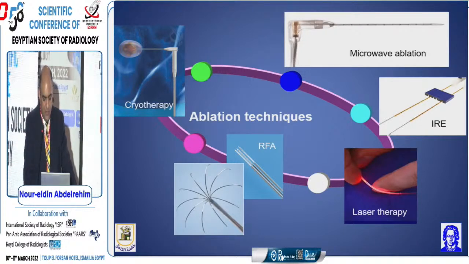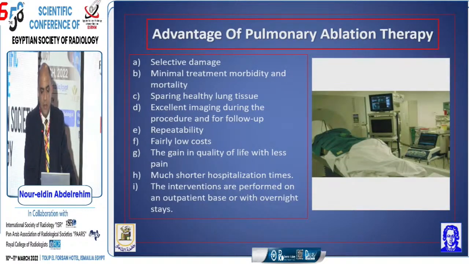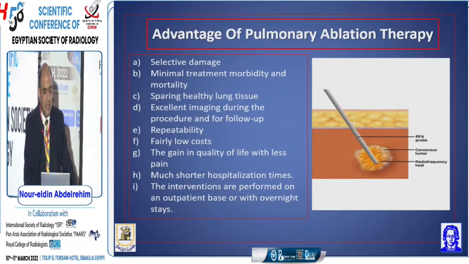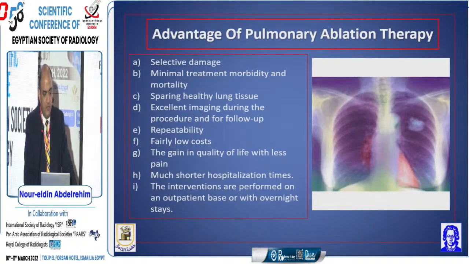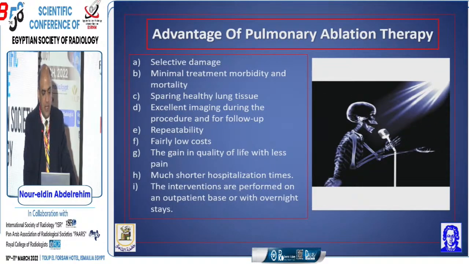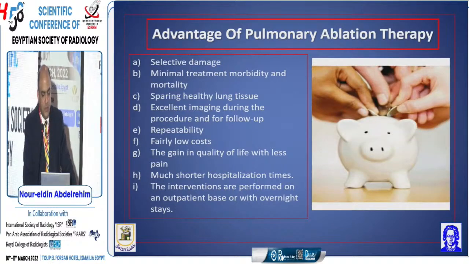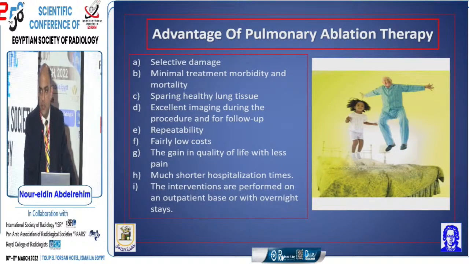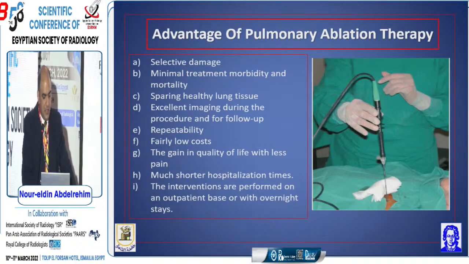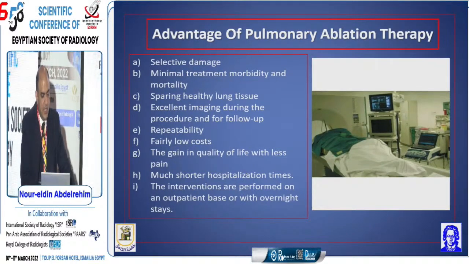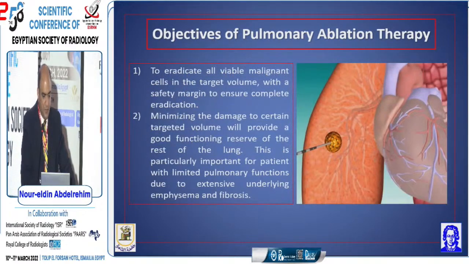cryotherapy, and irreversible electroporation. The different advantages of ablation therapy are a selective damage of the tumor, leaving the rest of the lung free. This is important to spare the healthy lung tissue, and there is excellent imaging during the procedure. We do the procedure under CT guidance. It is relatively low cost in comparison to surgery, and the patient gains rapid quality of life and recovery.